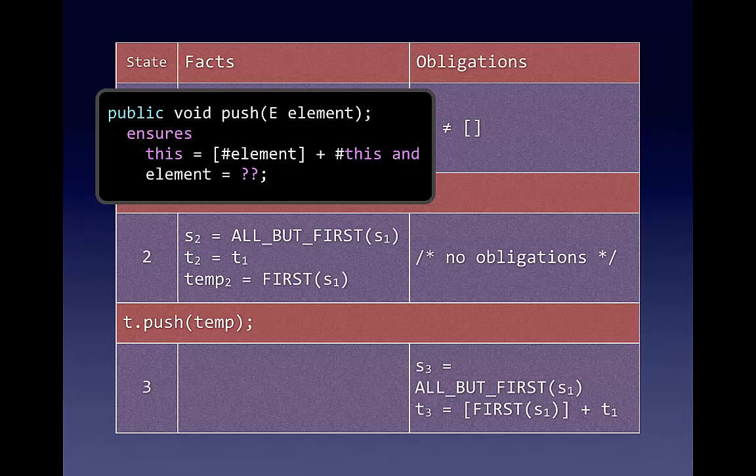The facts in state 3 are acquired similarly to the facts in state 2 from the ensures clause of the previous statement. This corresponds to t. Element corresponds to temp. The outgoing values are going to be indexed with state 3, and the incoming or hash values are going to be indexed with state 2. And s does not change.